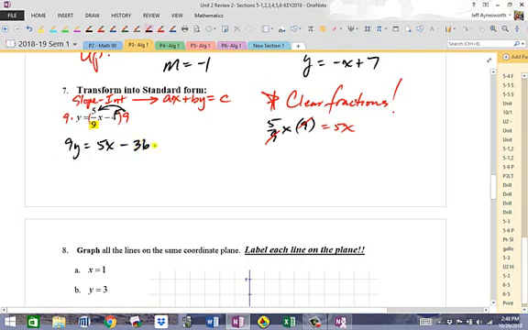One step away, you just subtract 5x, or add the opposite if you will. So negative 5x plus the 9y, because that's positive, right? I said add the opposite to both sides, is equal to negative 36. Okay?